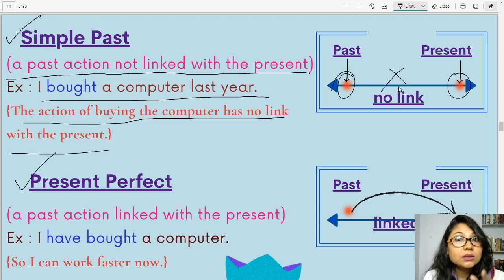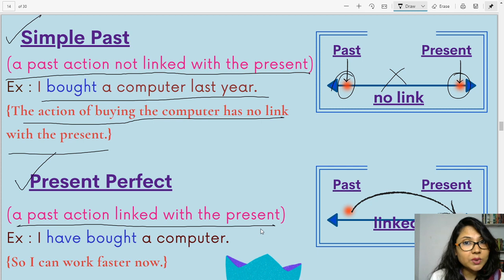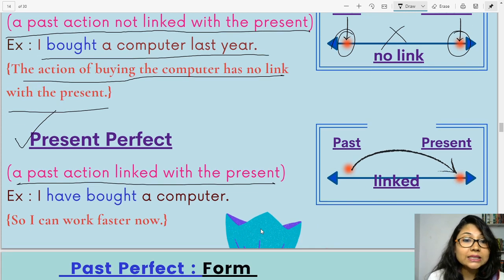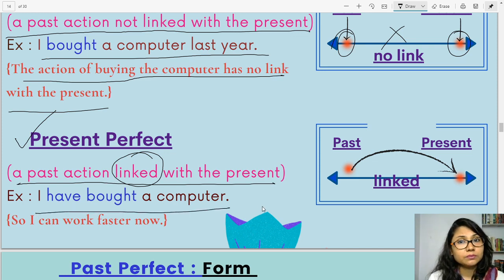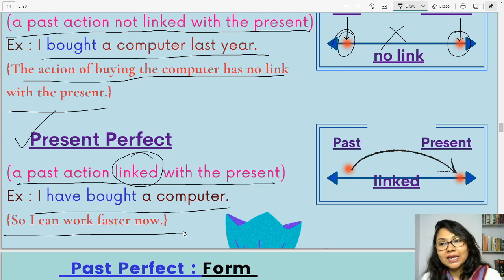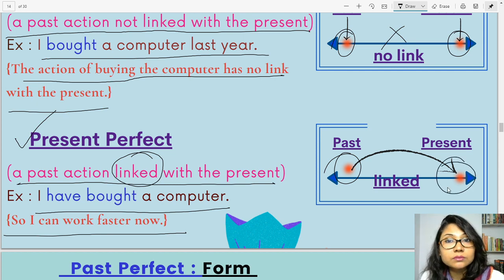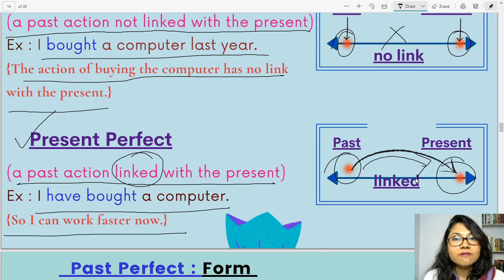Now let's look at present perfect. A past action linked with the present. Remember children, it is always linked with the present. I have bought a computer. Link, so I can work faster now. Let's look at the timeline. So here I bought the computer and here I'm saying I have bought a computer. Therefore the link over here is I can work much faster now. Clear? Great. Let's move on, shall we?